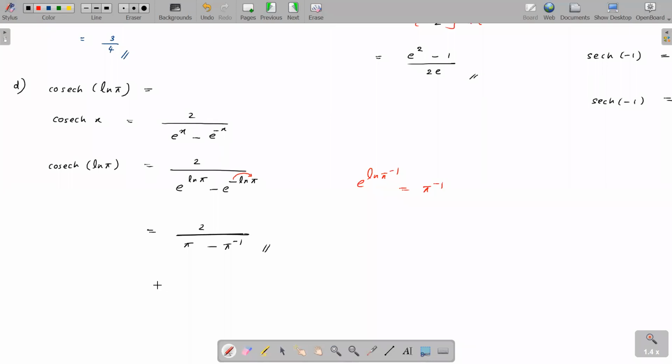That's perfectly fine. Okay, so you could leave your answer, or you could multiply both up and down with a pi term, and you can get 2 pi over pi squared minus 1. Okay, so any of these two answers are fine. They're equivalent fractions. Okay, so what I did here is to get this particular answer, I multiplied both numerator and denominator by pi. Okay, and I get this. All right, guys.